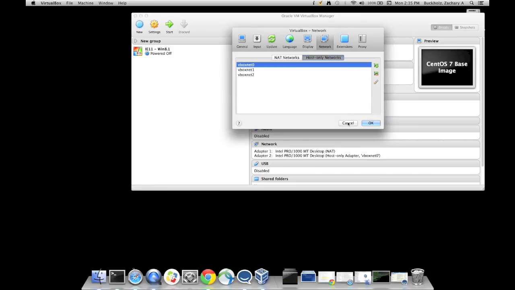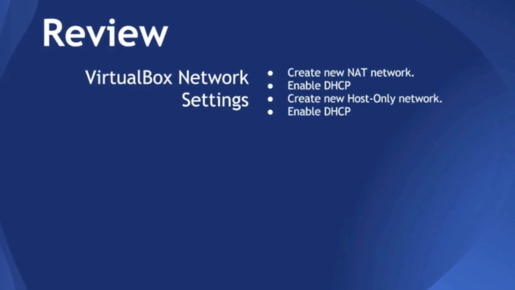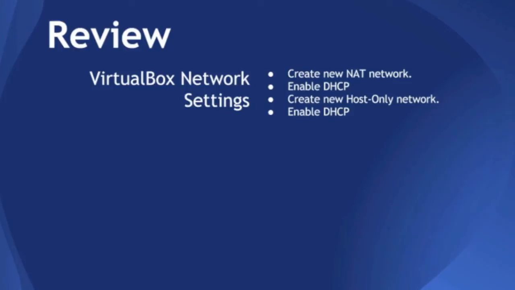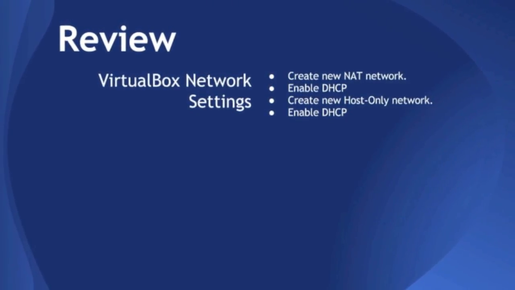So let's go ahead and review what we have here. We have 2 networks that are set up. One is a NAT network with a DHCP. The other one's a host-only network with DHCP. One gives you outside access, and one gives you local access.